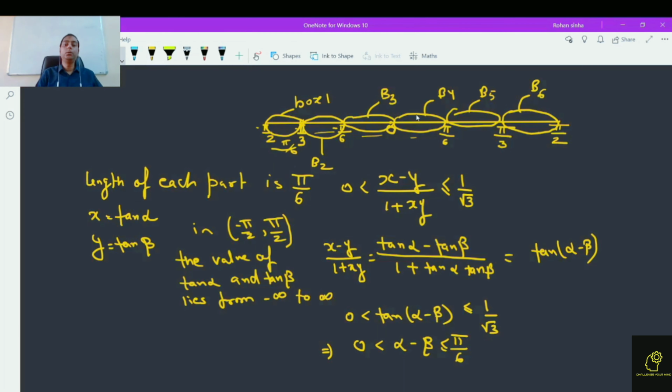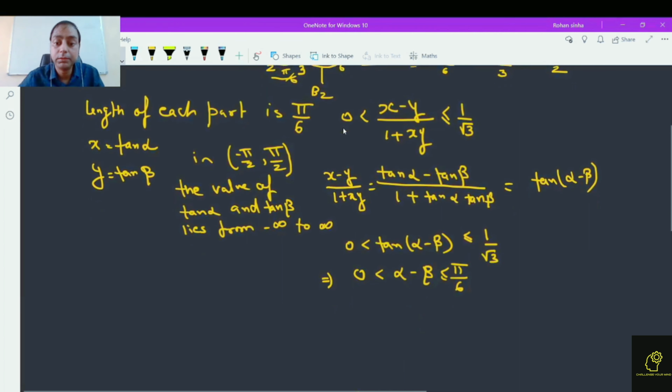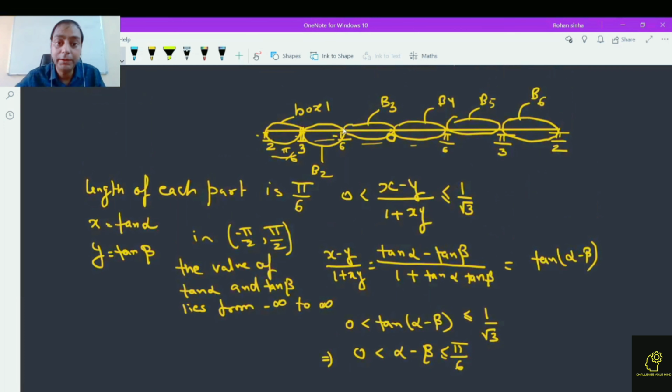Now what do we have to do? We have simply put 7 different real numbers in 6 boxes. So we find that at least one box contains more than one number, and the length of that interval is pi by 6. So by using the pigeonhole principle, we simply derive this result.